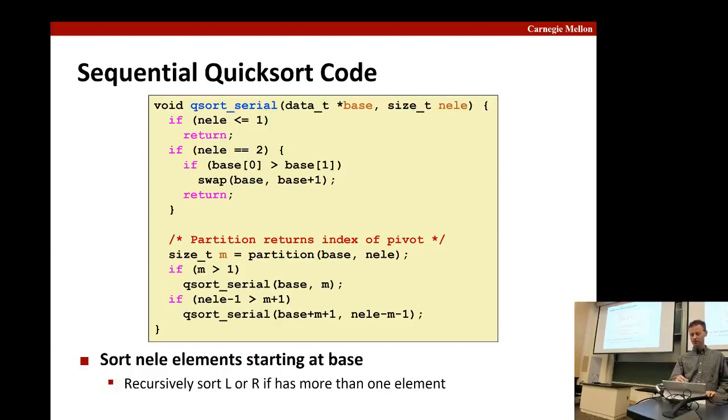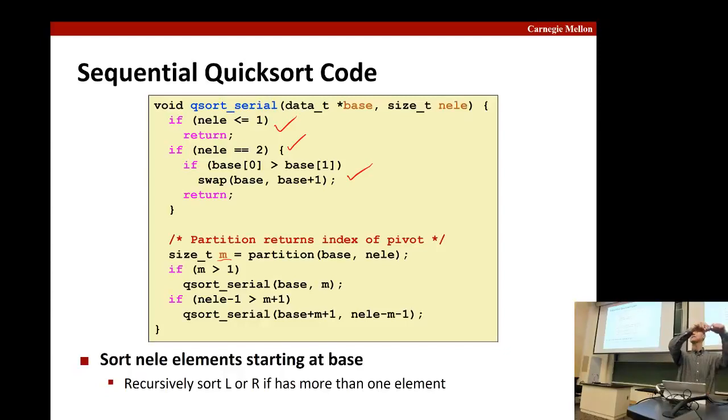Okay, so first, this is just the code. If the number of elements we're trying to sort is at most 1, there's nothing to be done. If it's exactly 2, then if they're out of order, you swap them. Otherwise, you're going to partition it and return M, which is the position in this list of where the partition falls.